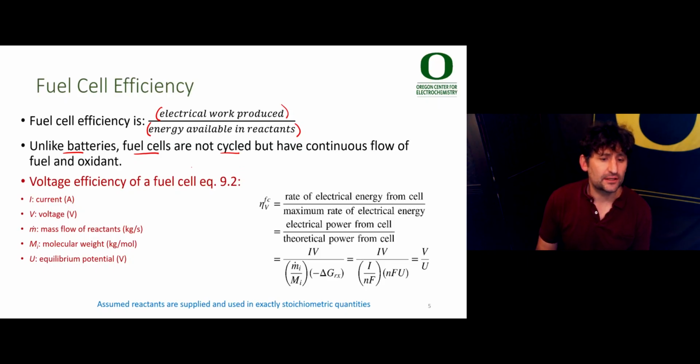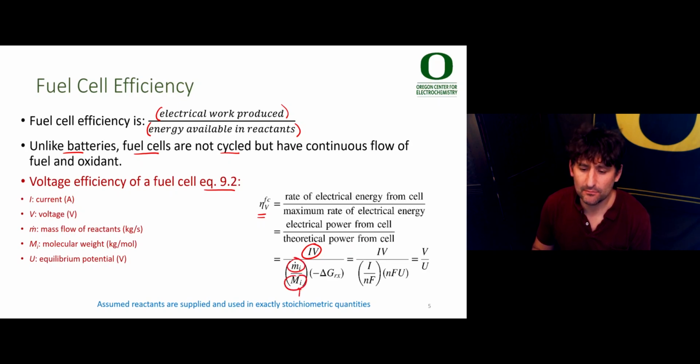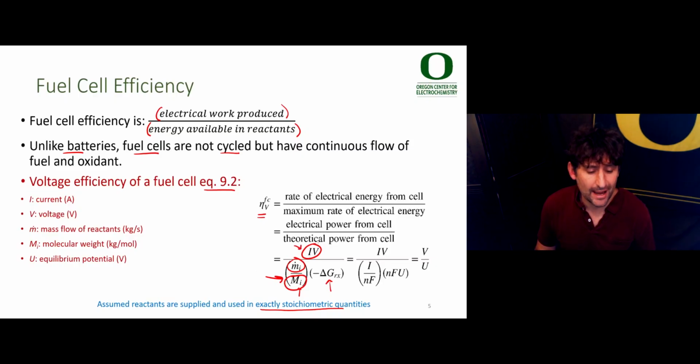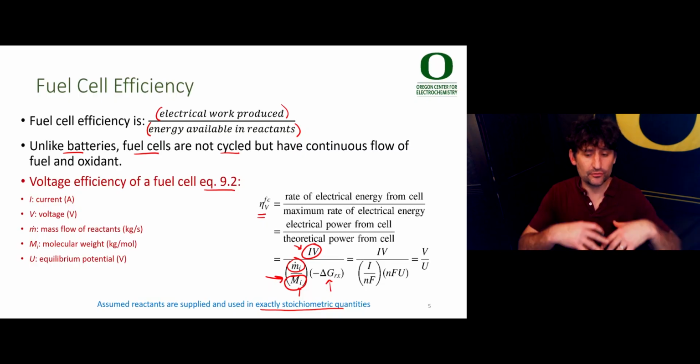We can look more specifically at the voltage efficiency of a fuel cell. This is equation 9.2 in Fuller and Harb, your book. Here it's defined as the rate of electrical energy from the cell over the maximum rate of electrical energy, the theoretical rate. That's the electrical power of the cell over the theoretical power. The actual power is current times voltage. And the theoretical power is just the mass flow rate of reactants divided by their molar mass, assuming we're using exact stoichiometric quantities of input reactants, times the delta G for the reaction. So this is just the total free energy that the reaction has available, and the top is the fraction that's extracted as current times voltage, as power through the external system.